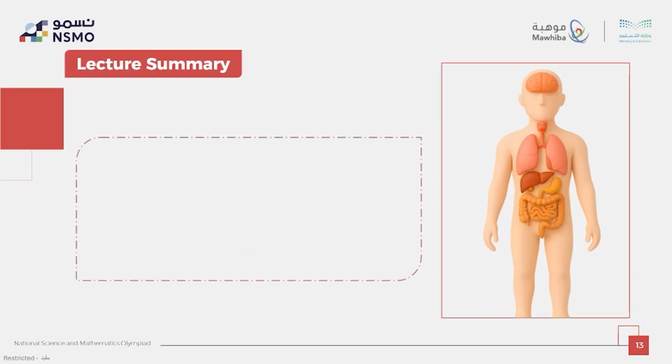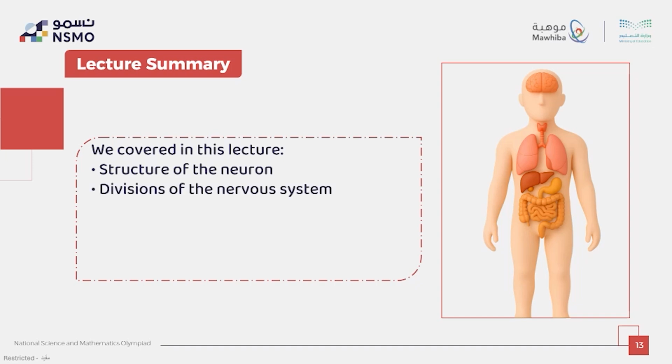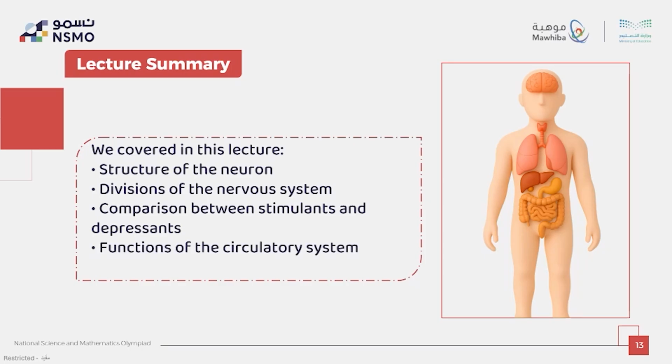Before we end today's session, let's briefly review what we covered. We explored the structure of the neuron and how signals travel through the body. We understood the divisions of the nervous system and the differences between voluntary and involuntary control. We also compared stimulants and depressants and discussed their impact on the nervous system. And we learned about the circulatory system, its functions and its main components.